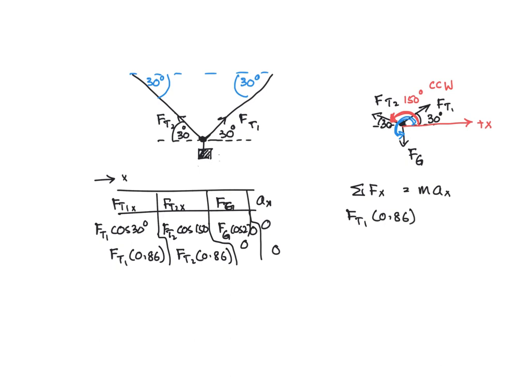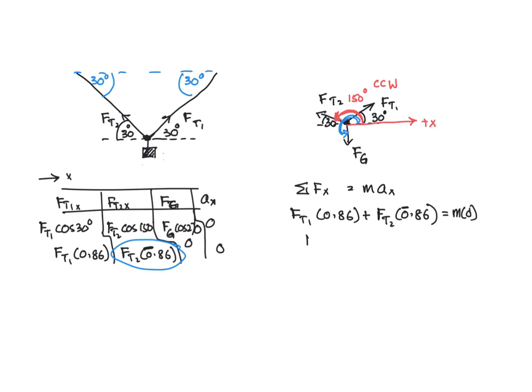This is actually the algebra. By the way, I made a mistake here. This should be negative 0.86 right over here. Cosine 150 is negative 0.86. And going back to this equation, FT2 times negative 0.86 over here, and this side you have mass times 0. So you got FT1 0.86 and negative FT2 0.86, and the other side you have 0.